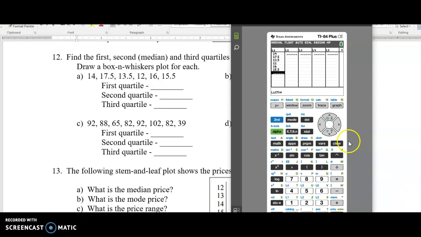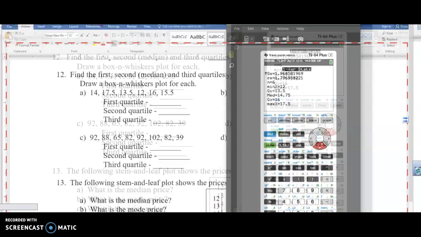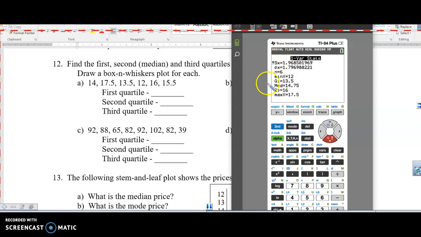Okay? Remember, we go to Stat, over to Calculate, and we're doing one variation. So we hit number 1. And this now just asks you about the quartiles. Okay? Now, I want you to notice on the screen here, alright, this one says Q1, so that's the first quartile.